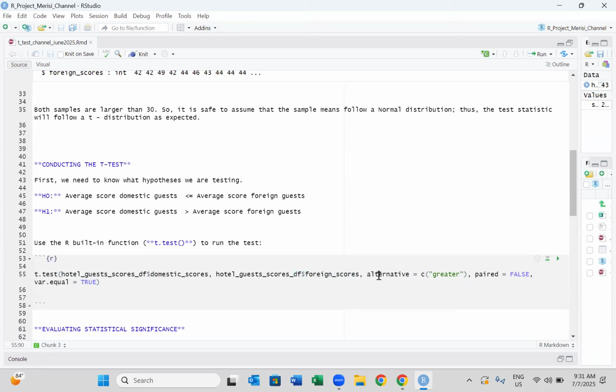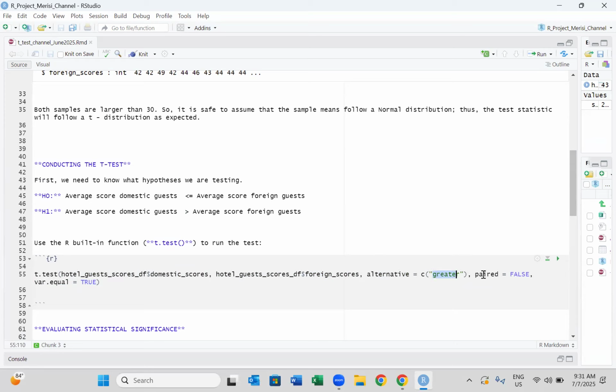And then the third argument is what kind of alternative hypothesis you have. In this case, our alternative hypothesis is a greater than hypothesis. So that's why here I used the text greater. If you were doing a less than, you would type in less. If you were doing a not equal to, you would type in two.sided. But in this case, we're doing a greater than alternative hypothesis, so that's why alternative is greater.